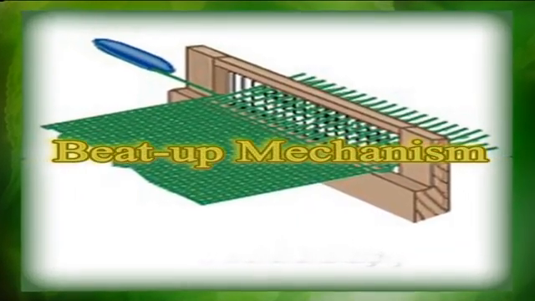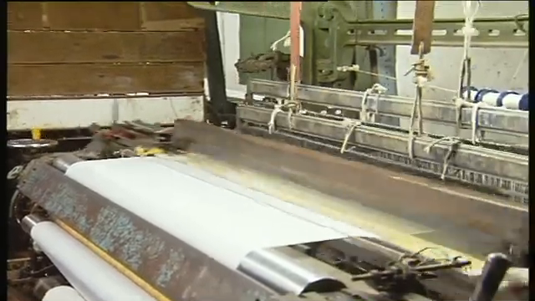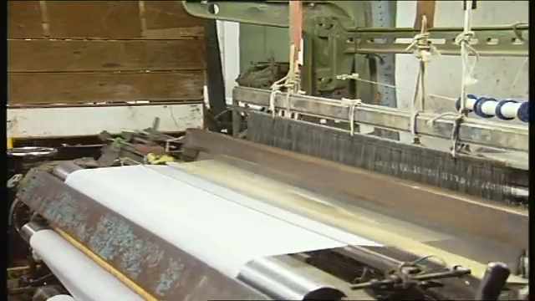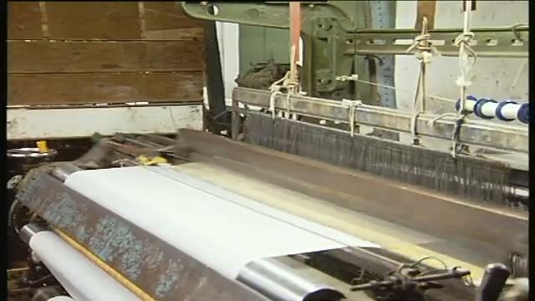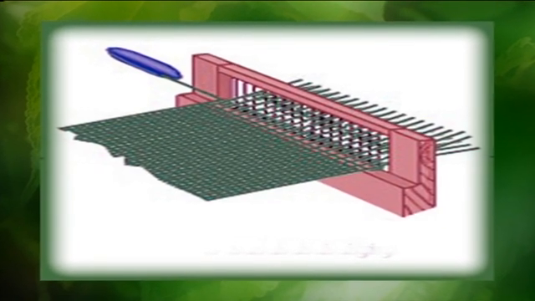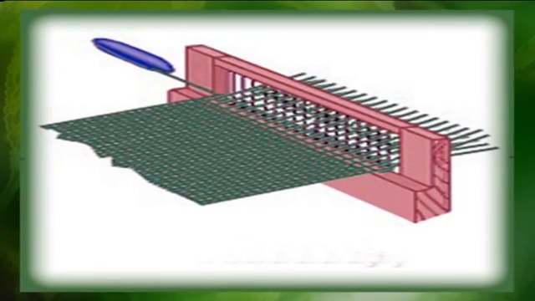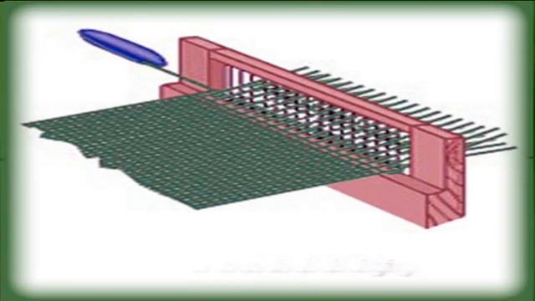Coming to the beat up mechanism, pushing the newly inserted weft into the already woven fabric at a point known as the fell is called beating up. It is done by the reed. The sley moves forward to beat up the last pick of weft and goes backward to allow the shuttle to pass through the warp division. These three primary motions are done manually in a hand loom and by means of various mechanical devices in power looms and automatic looms.